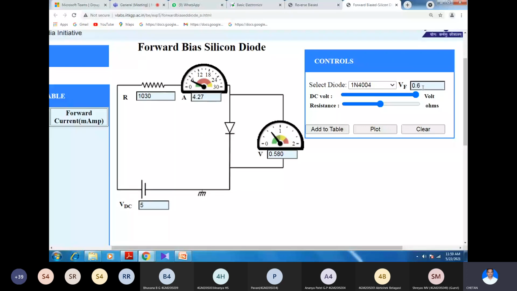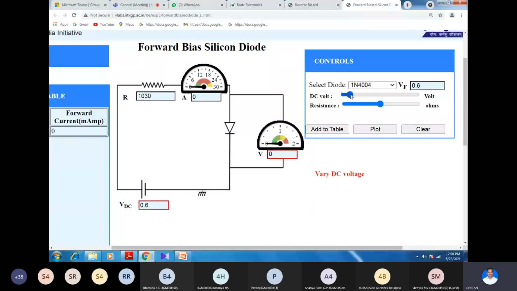Coming to forward characteristics, what we can do here is plot the forward characteristics for this diode for different voltages. Initially I will keep this voltage at 0, right? 0 means it is nearly 0.2, right? So I will add this value to the table, right? Next I will increase one more, I will give one more value to this diode.